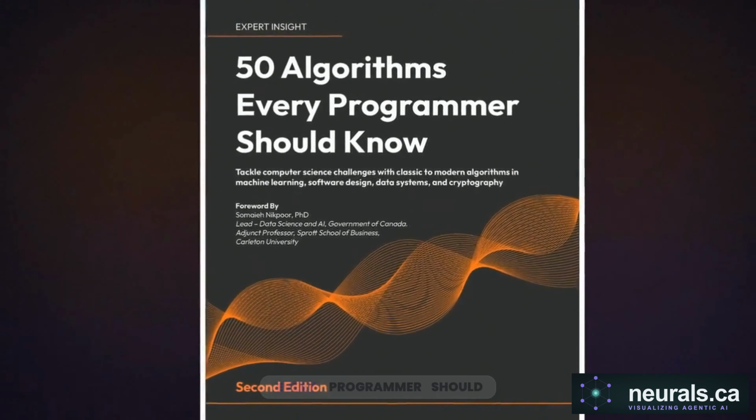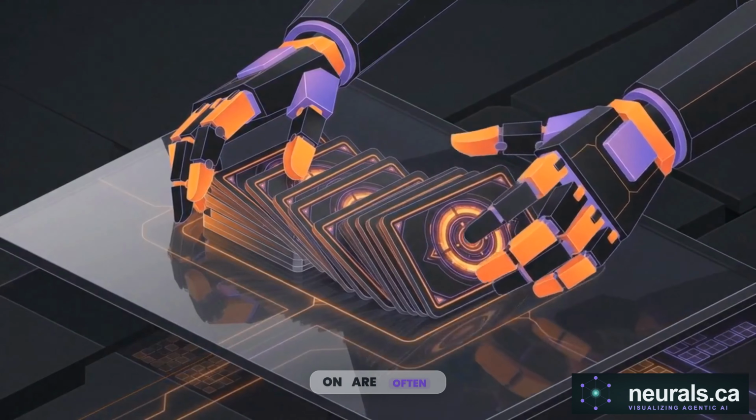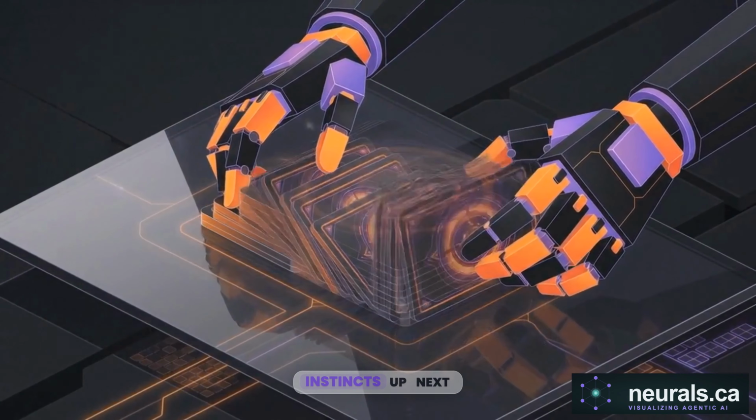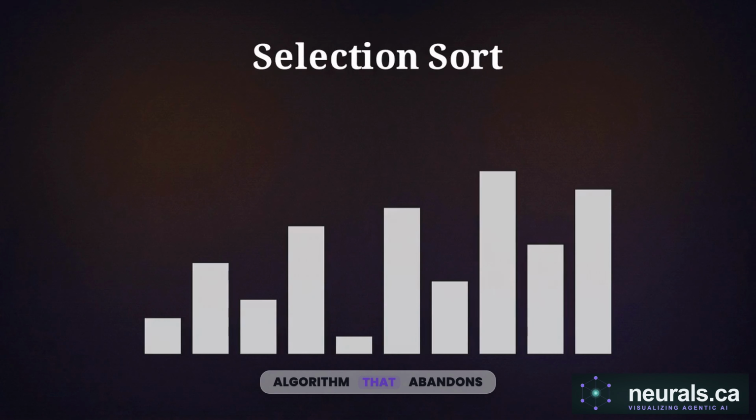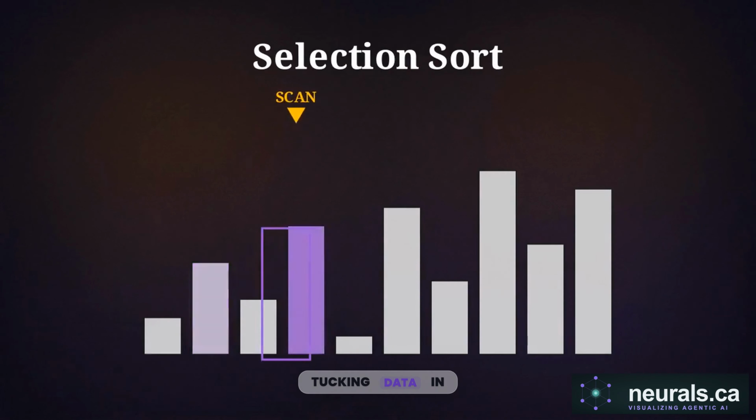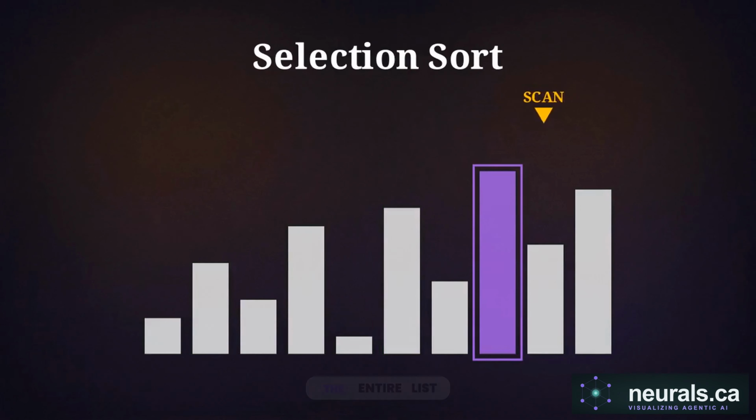Insertion Sort proves that the most advanced digital systems we rely on are often built on the most basic human instincts. Up next, we look at Selection Sort, an algorithm that abandons the idea of tucking data in and instead hunts the entire list for the absolute largest value.